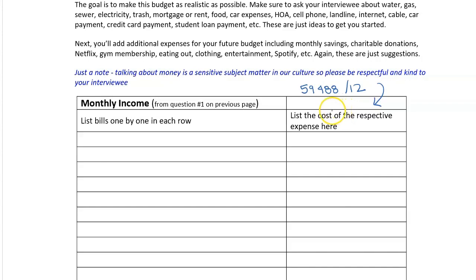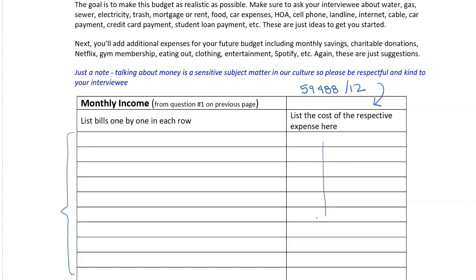So now I'll have my monthly income, and then here is where you are going to list all of the expenses for the month. So there's several ways to approach this. If you are in charge of the bills at your home, you could just go ahead and list them there. List all the expenses in this second column here. If you are not the person in charge of all the bills, then you want to interview the person at your home who is in charge of all the bills. And if that's a parent or a spouse, then work together with them to fill this out.